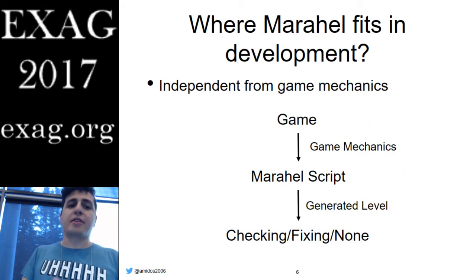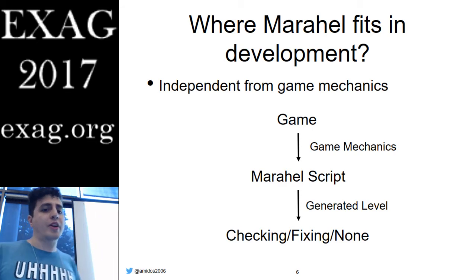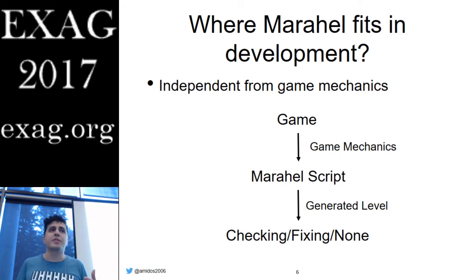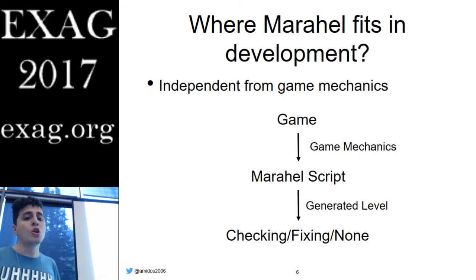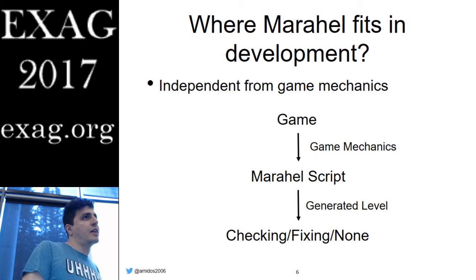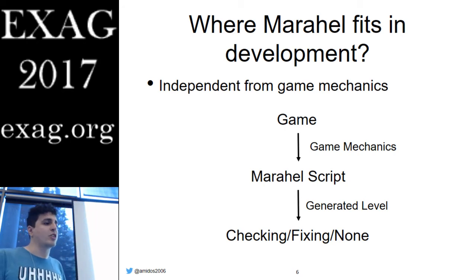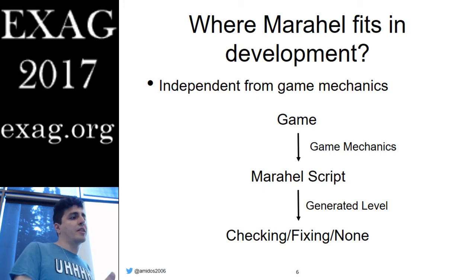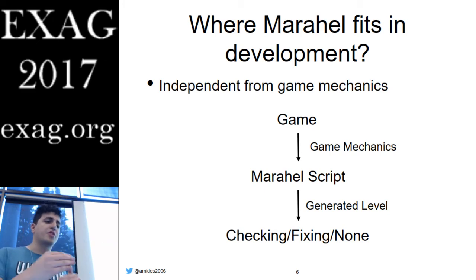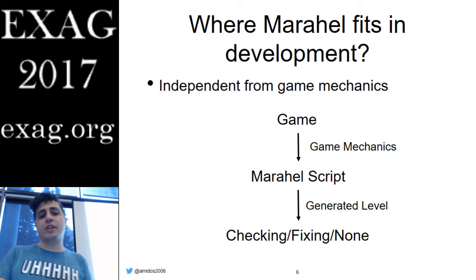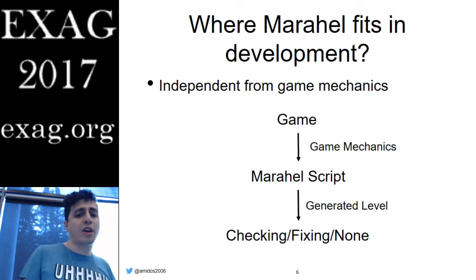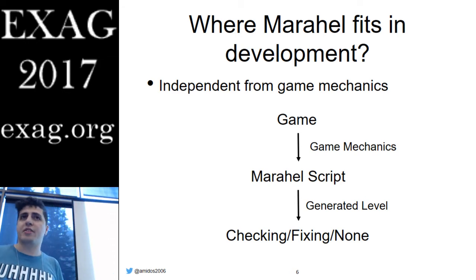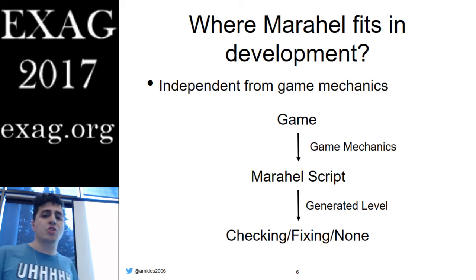So where exactly does Marahel fit when you are developing a game? We designed the language to be totally independent from the mechanics of the game. If you have a certain game, first you need to know the game's mechanics, and then you design your script to fit them. For example, if it's a game where you can jump, you put constraints in the way it constructs the level so that the height difference between two tiles does not exceed a certain distance. After that you get a generated level, and if it's good, you can output it directly if you wrote a good script. Otherwise, you can run another algorithm afterwards to fix it, or check whether it's good enough and regenerate, and so on.